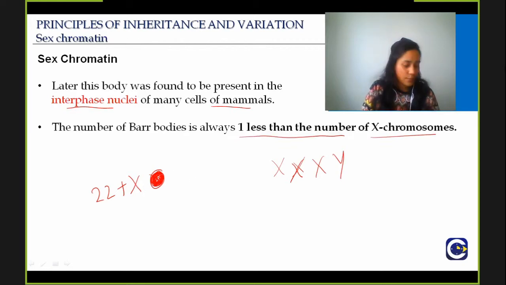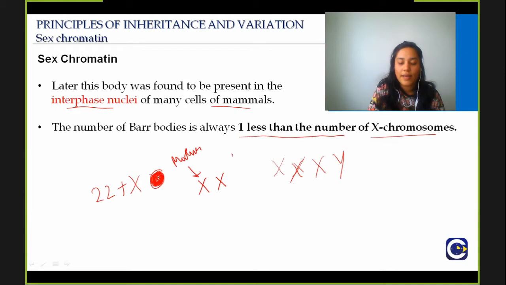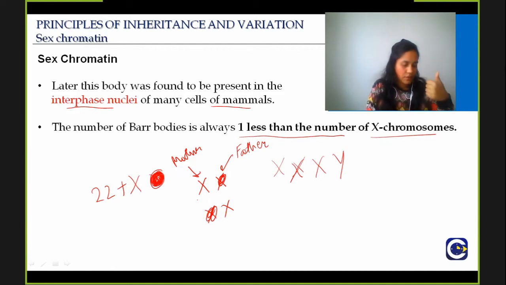This Barr body is nothing but an inactivated X chromosome, and this is random, okay? Because when it is a female, it is XX. One X comes from the mother, one X comes from the father. Any of the X chromosomes can be inactivated. There is no rule that it has to be from the mother or from the father. Any of them can be inactivated. Is it clear?